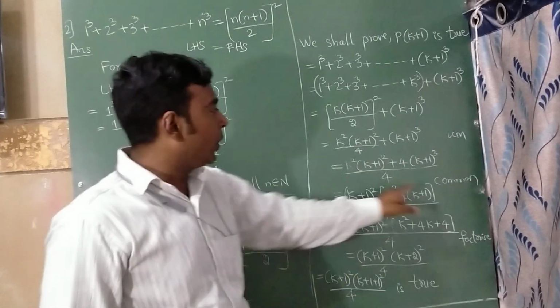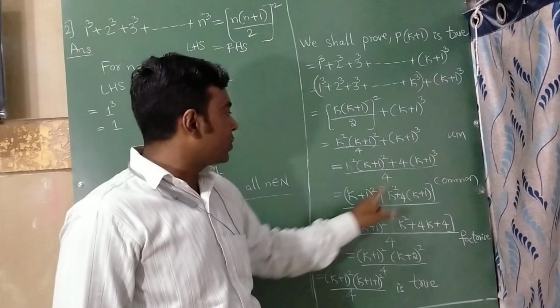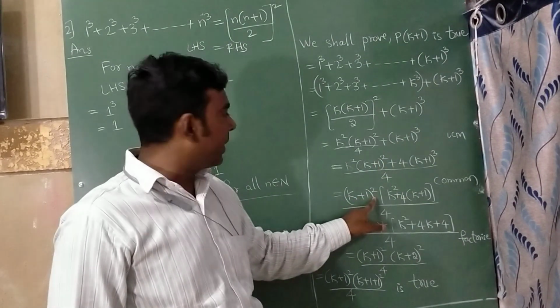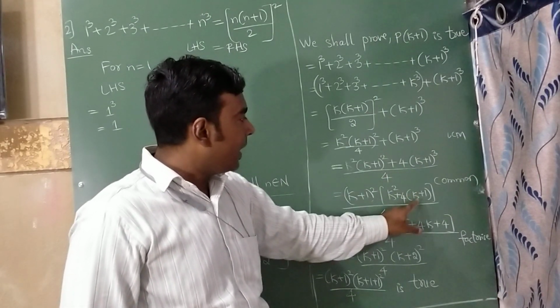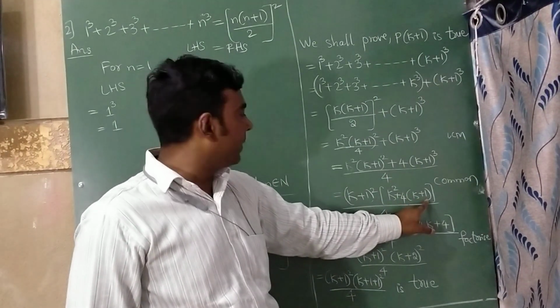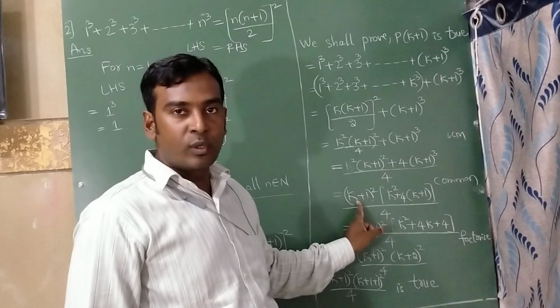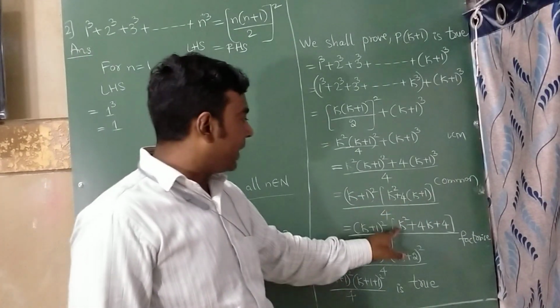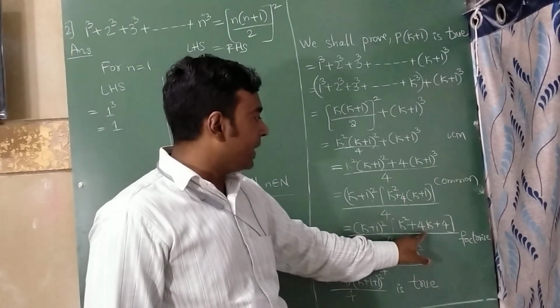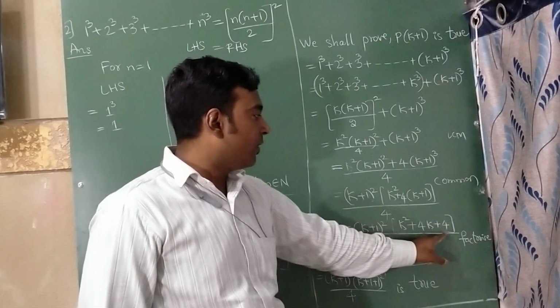Fine. Now I am going to take common. In these two, what is common? k plus 1 whole square is common. So what is remaining? k square is remaining, plus 4 is remaining, and 1 k plus 1 is remaining, because k plus 1 whole square is taken common, so 1 k plus 1 is remaining now. Now here k square plus 4 into k is 4k, plus 4 ones are 4.